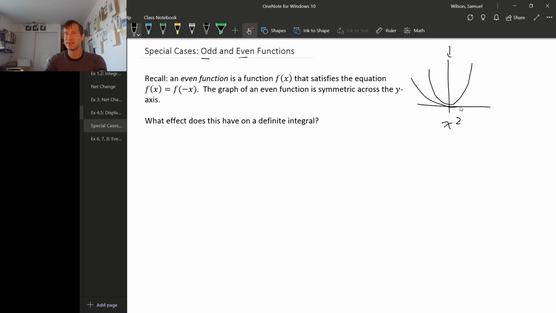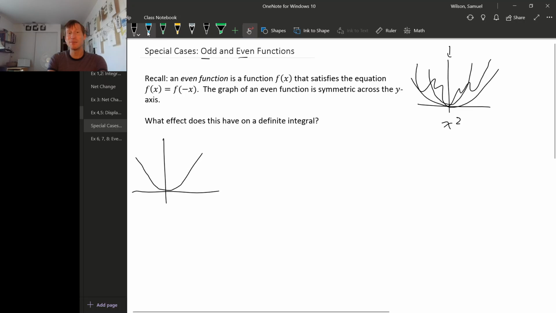Something like this is an even function. Even something like this is an even function, as long as if you flip it across the y-axis, it looks the same. So let's take an even function and imagine what the effect of it being even would be on a definite integral. Well, a definite integral is talking about areas. If you do some sort of definite integral, you end up with, say, this area. But on the left-hand side, because of the symmetry of the graph, there's a region that's exactly the same. So these two regions are going to have the same area.